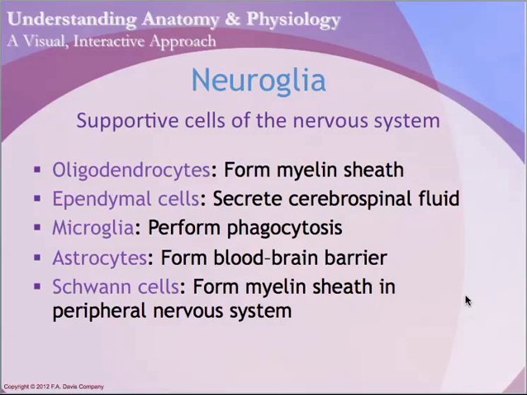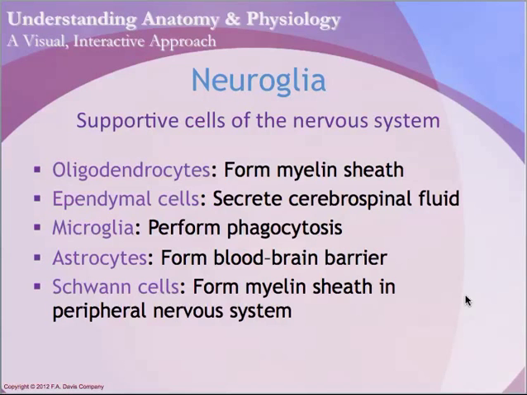So neuroglia is one type of cell within the nervous system. We also have neurons. We briefly talked about those within the last couple of weeks. Just to help you understand a little bit, glia, so neuroglia, that G-L-I-A at the end of it, really means glue. So that kind of tells you a little bit the purpose. The purpose of these supportive cells of the nervous system really are to hold the neurons together.